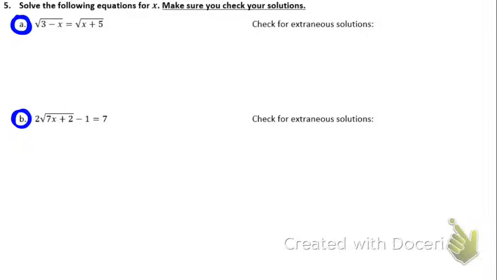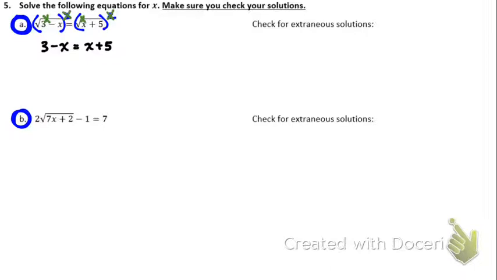All right, talk to me about part A. What's the first thing you're going to do? Square both sides, yep. That will get rid of our radicals, that's correct. So I would have 3 minus x equals x plus 5. What's the goal? Get x by itself. So I need to get the x's to the same side. How do I do that?